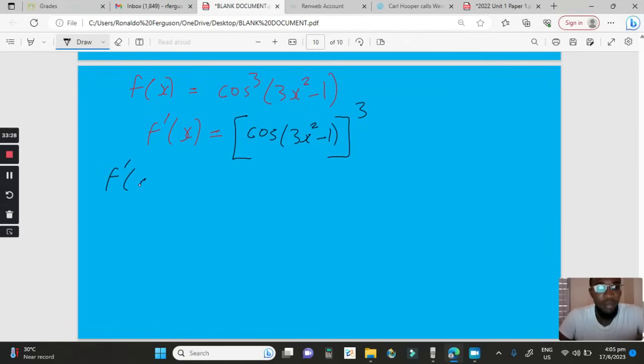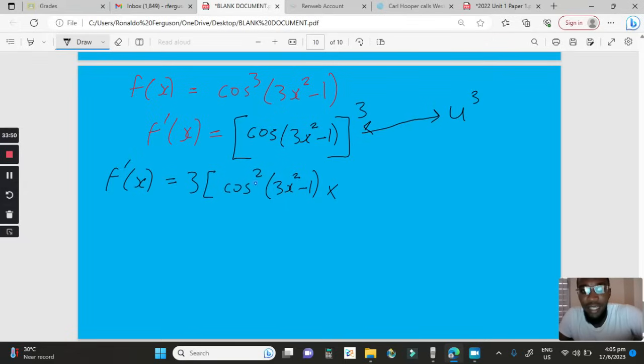So now f prime of x is carry down the power 3, subtract 1 from the power to get 2. Then you multiply by the derivative of cos. Notice this is inside the bracket. Imagine you use the chain rule and said it was u cubed, you'd have to multiply by du. So in that case we multiply by the derivative of cos, which is negative sine of 3x squared minus 1. Then you multiply by the derivative of what's in the bracket, and the derivative of 3x squared is 6x. So that's a whole heap of work.